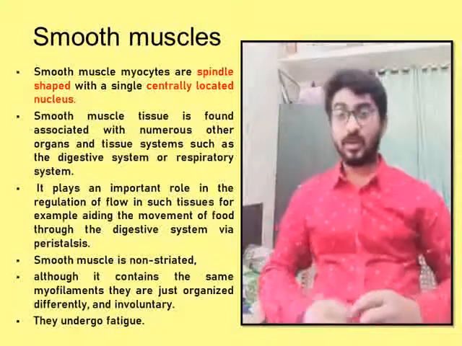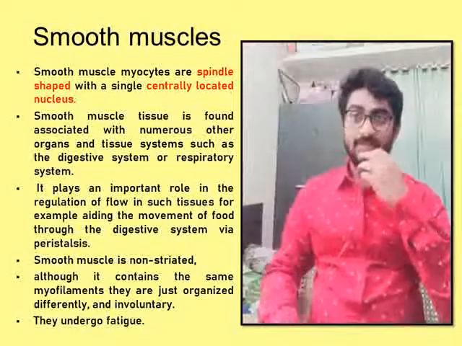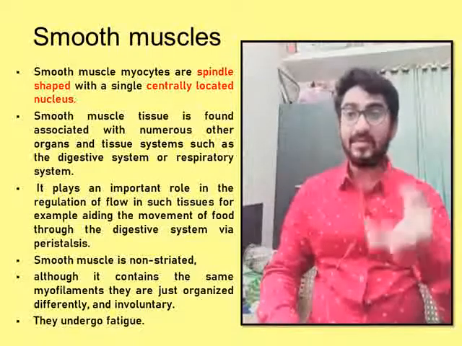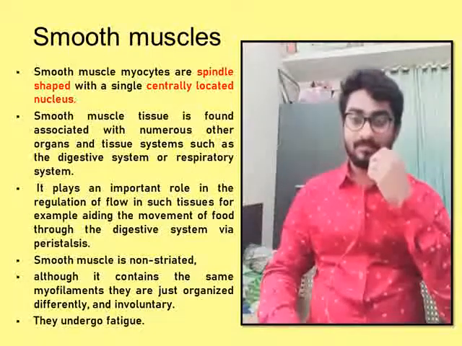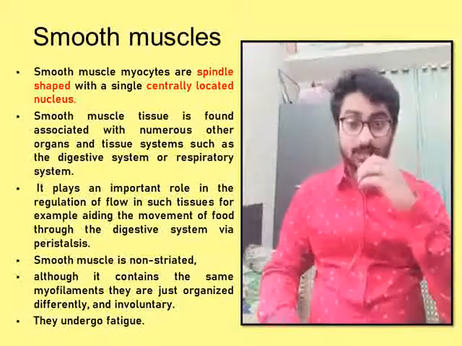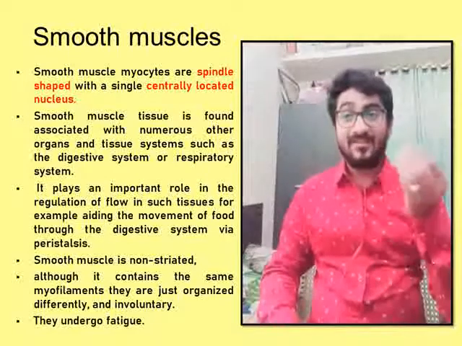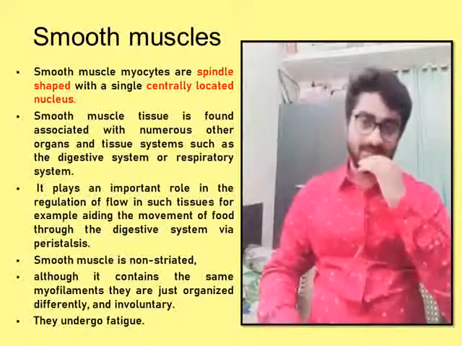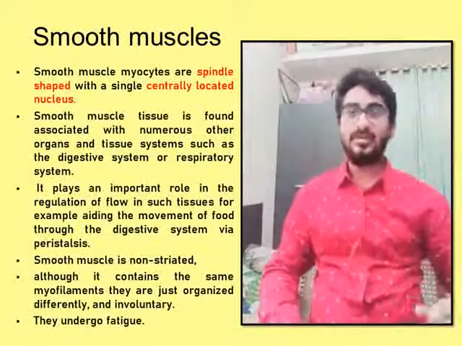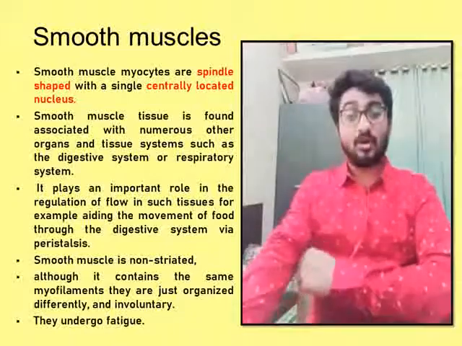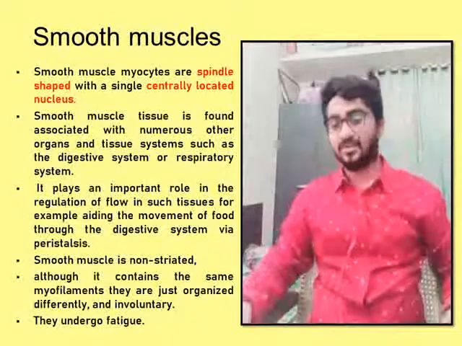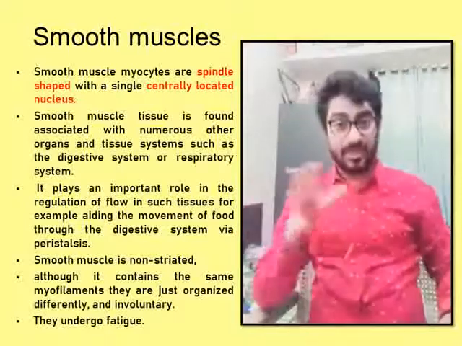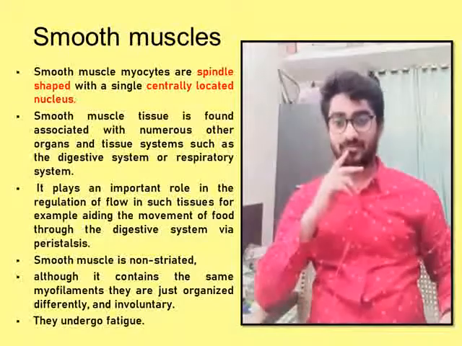Well, now coming to the second type of muscle, called smooth muscles, or unstriated muscles, or non-striated muscles. As the name indicates, smooth muscles are also called visceral muscles. Viscera means internal. They are also called visceral muscles, because unlike skeletal muscles, you cannot see any striations.